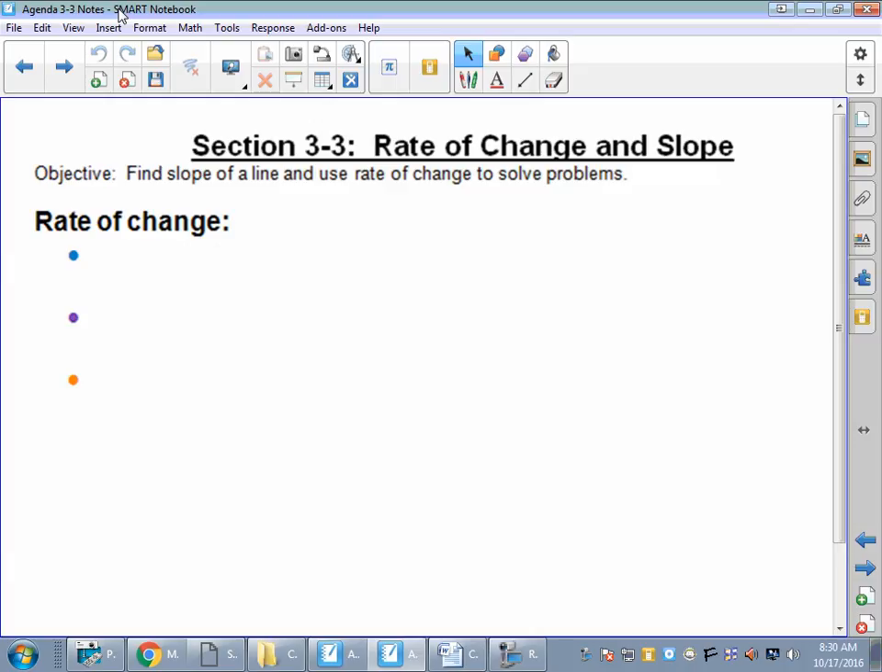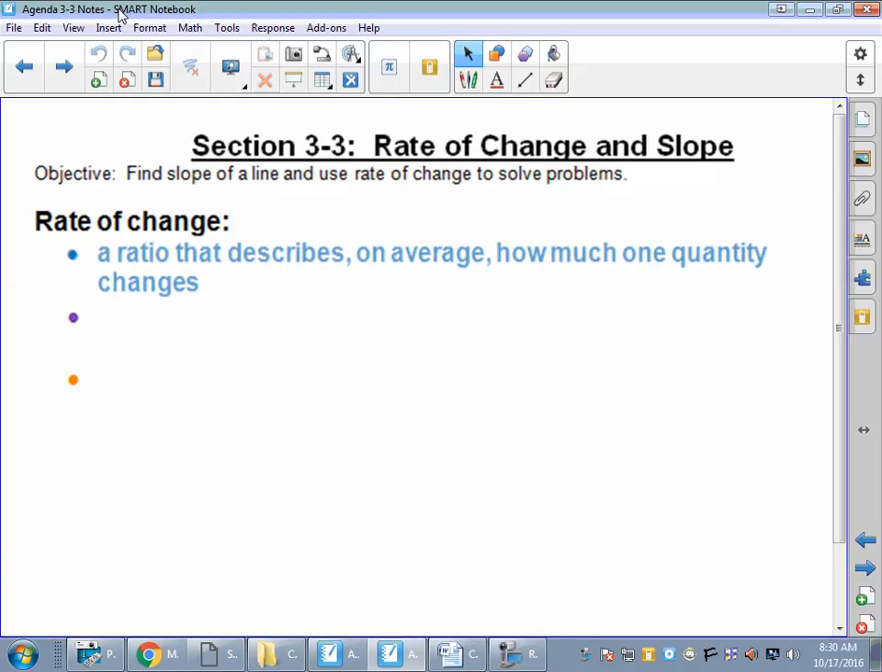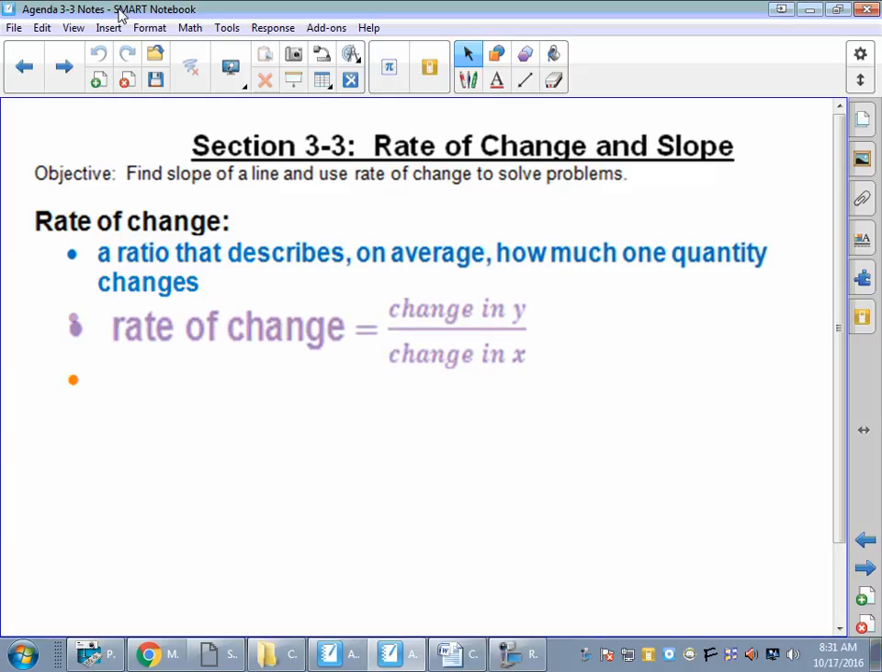So a couple things to say about rate of change. First of all, rate of change is a ratio that describes, on average, how much one quantity changes. A ratio, remember, is a fraction. So we typically don't mind fractions when we're dealing with slope. It describes how much one quantity changes. And our rate of change is the change in y over the change in x.